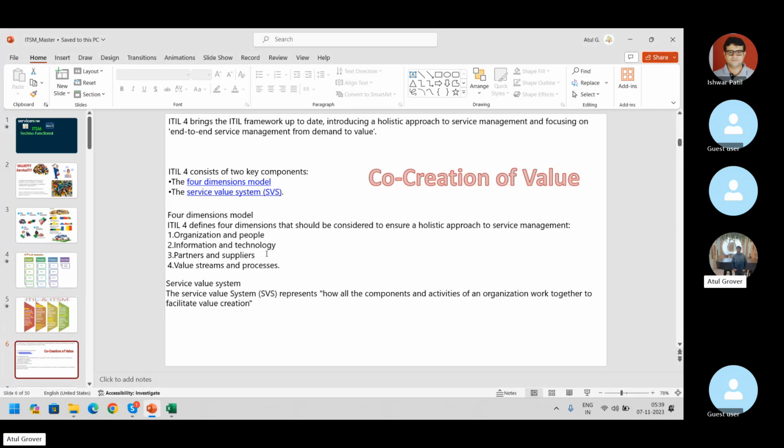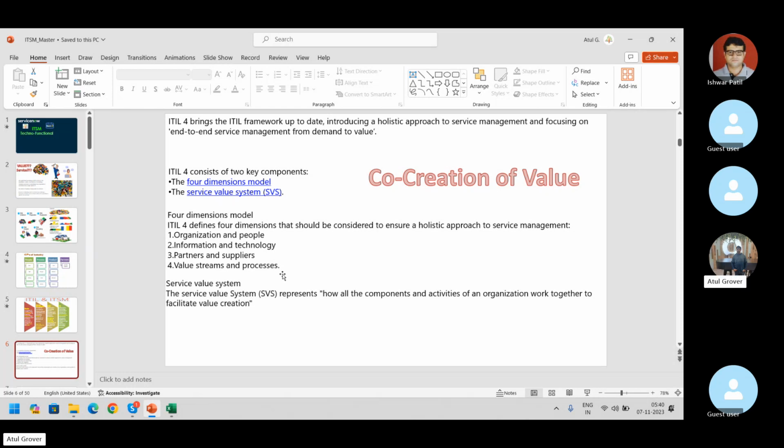Then partners and suppliers. This is where the co-creation of value comes in. Work with them as a partner and supplier, so that you both can create value for each other. Earlier, what did we think? He's my supplier, leave it. But now the supplier is also an area which can help you get business value or increase the value. So support each other.